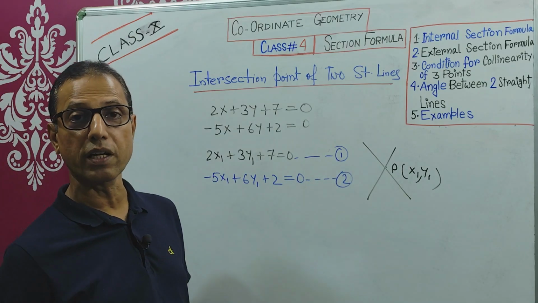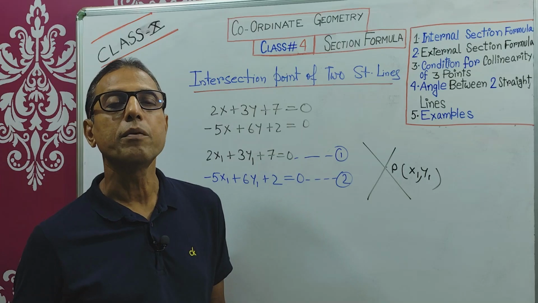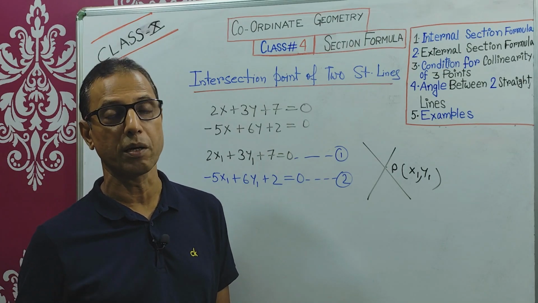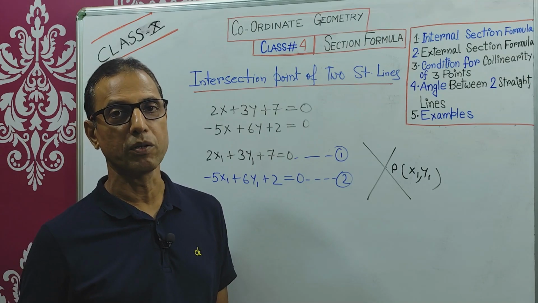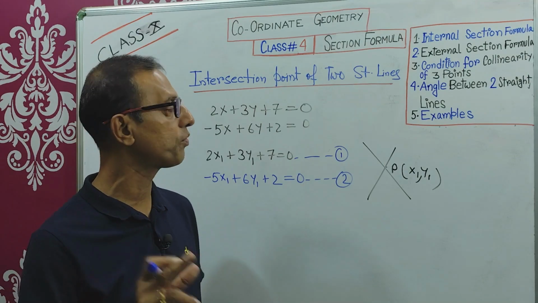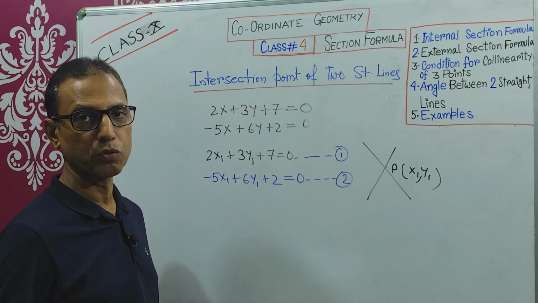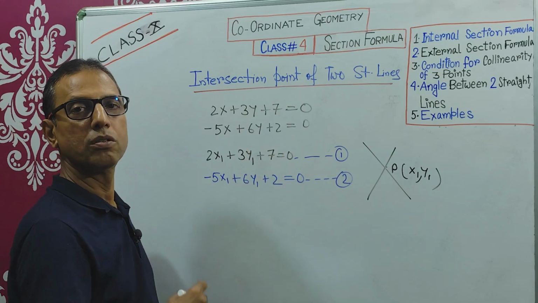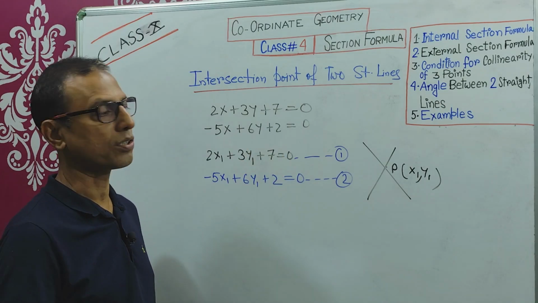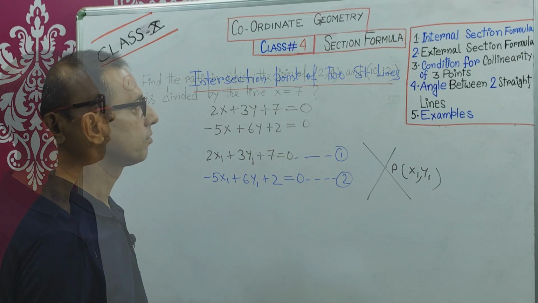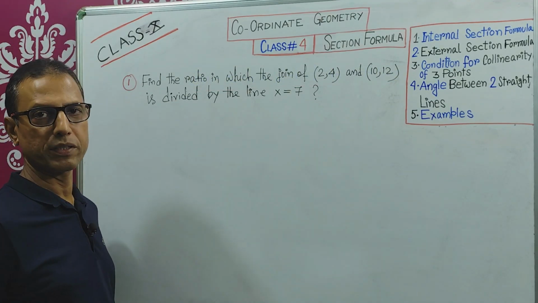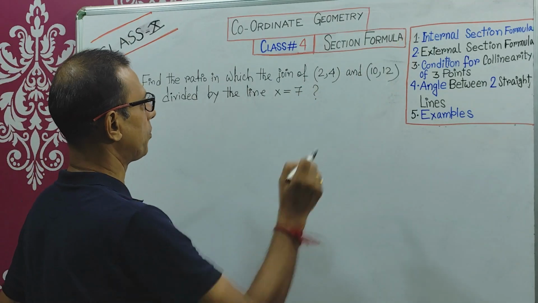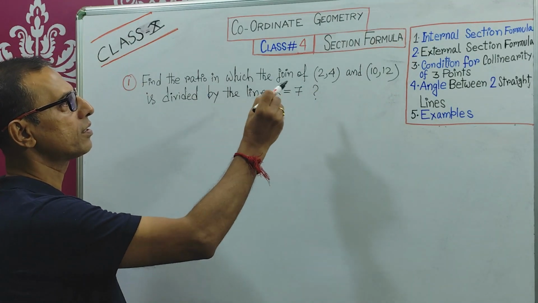So given two straight lines, it may not be asked directly to find the intersection point, but in a problem, the way it is given, you have to find the intersection point of two straight lines. In that case, you need to find it in this way. Okay, now I am coming to examples. I will do a few examples just to cover all the points, right?